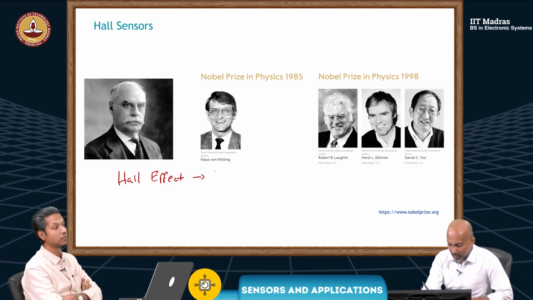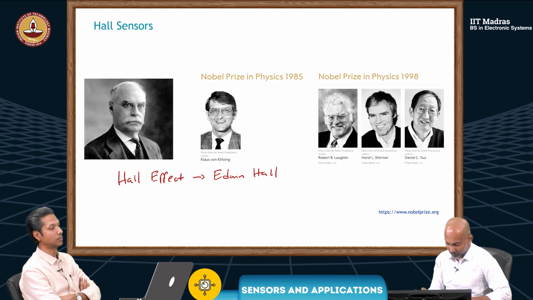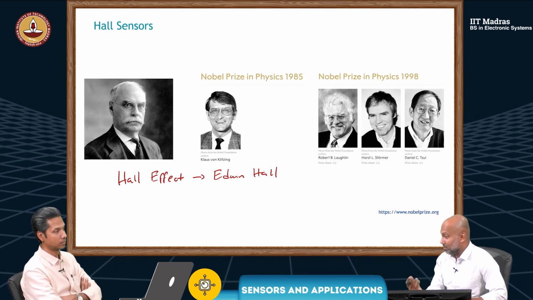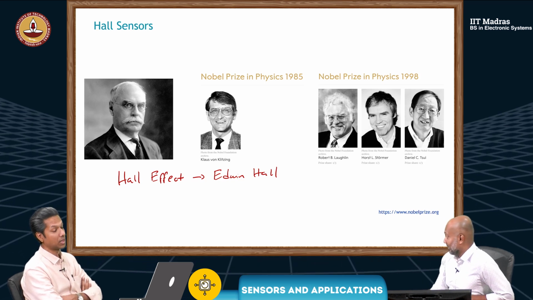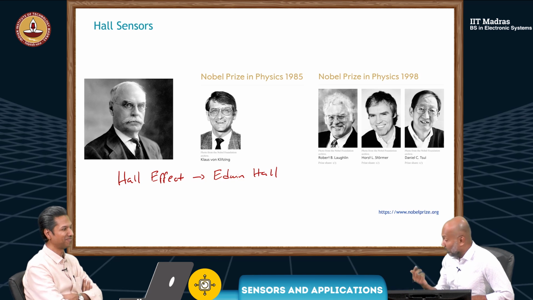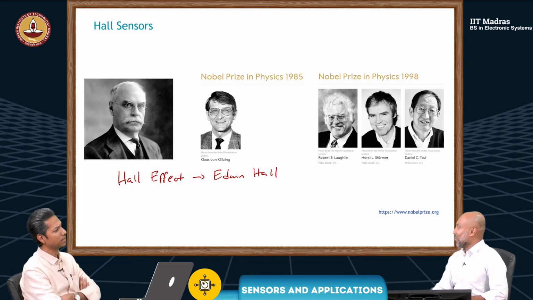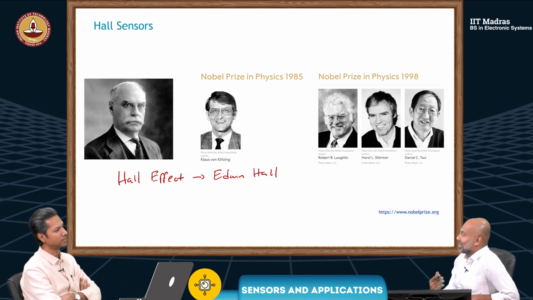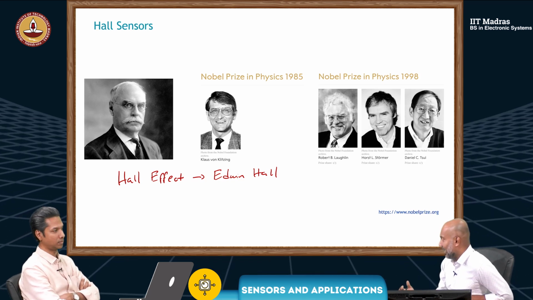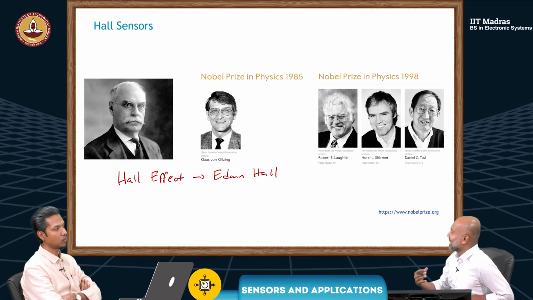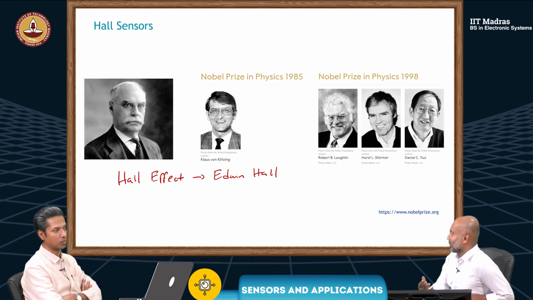It was discovered by a scientist called Edwin Hall. It was a groundbreaking discovery in the 1870s, and he was only 24 years old, right? But you might be wondering, how come he did not win the Nobel Prize? I think in the 1870s there wasn't enough follow-up work or any applications of this discovery for Edwin Hall to win a Nobel Prize.